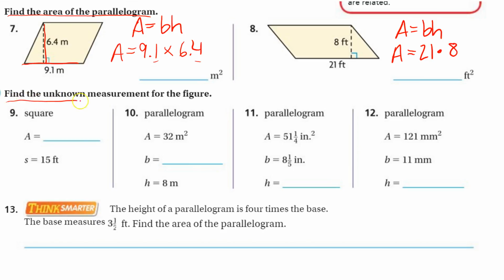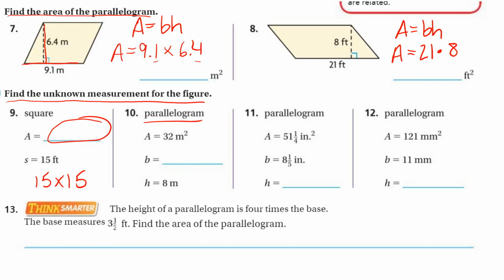Okay, the next section, find the unknown measurement for the figure. So we know it's a square, so each side is 15. To find the area, it's going to be 15 times 15 because it's a square, all the sides are the same. So the length and the width are both 15. So 15 times 15, that will give you your area.